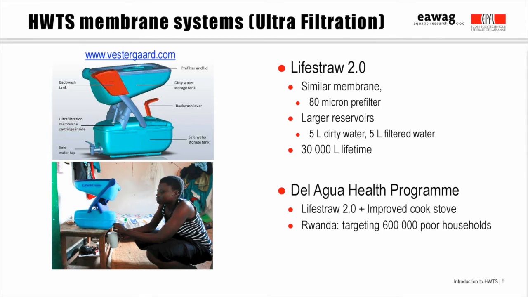One large application of the LifeStraw family filter is as part of the Del Agua Health Program being implemented in Rwanda. And this is a combination of the LifeStraw 2.0 along with improved cook stoves to reduce indoor air pollution. They're targeting 600,000 poor households throughout the country.